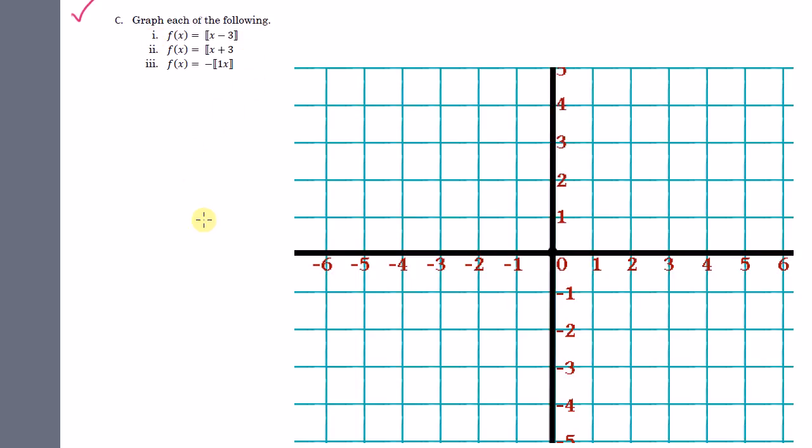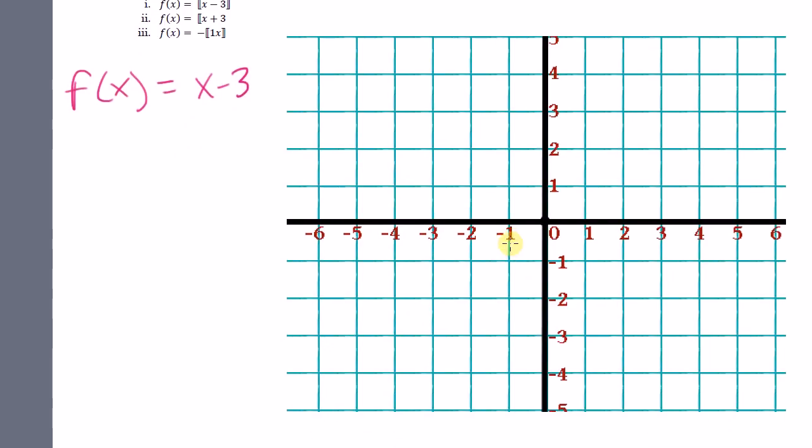So to graph these, you can temporarily look at them like this. So f of x is equal to the greatest integer of x minus 3. I'm going to temporarily look at it just like x minus 3. And we have the line x minus 3, which has a slope of 1. And so we're going to shift it to the right 3 units.